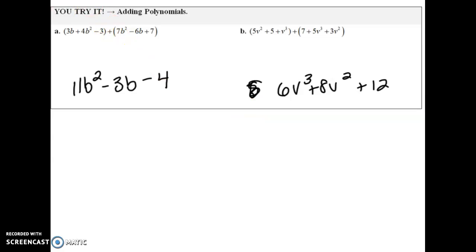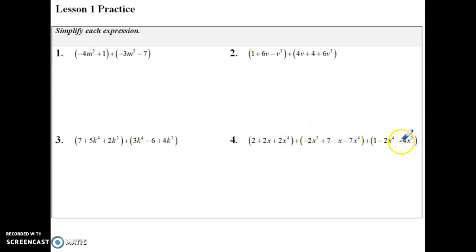Okay. In your packet, there are 4 practice problems. Do those. If you need help, let us know.